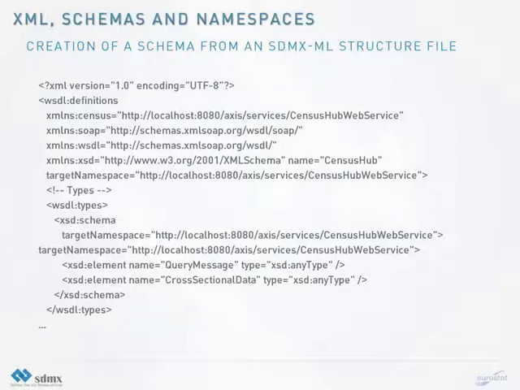It is important to observe that WSDL does not introduce a new type definition language. WSDL recognizes the need for rich type systems for describing message formats and supports the XML schemas specification as its canonical type system. Here we can observe an example of Census Hub WSDL file.